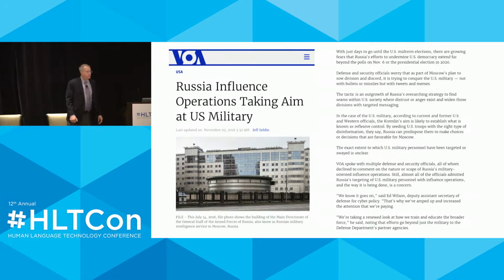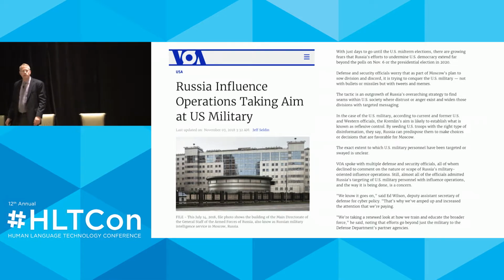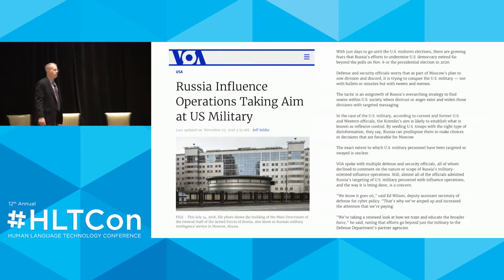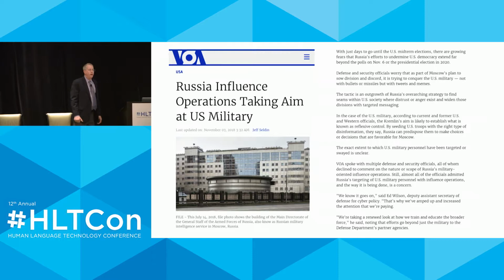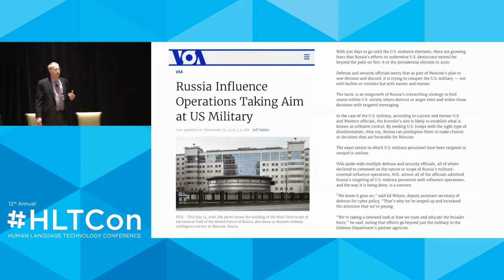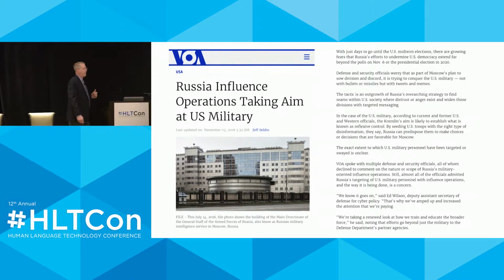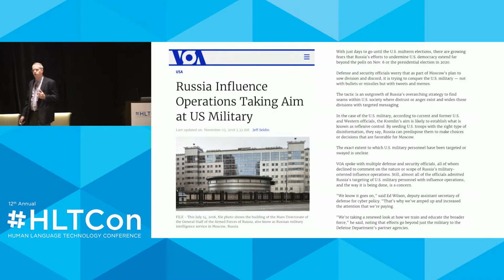All right, this is state-controlled media. What state? Voice of America. This is US state-controlled media. They have a great deal of editorial independence, but this was just a few weeks ago. They quoted a variety of sources, including Clint Watts, about a particular target that the Russians have had, specifically US military personnel and primarily enlisted troops.